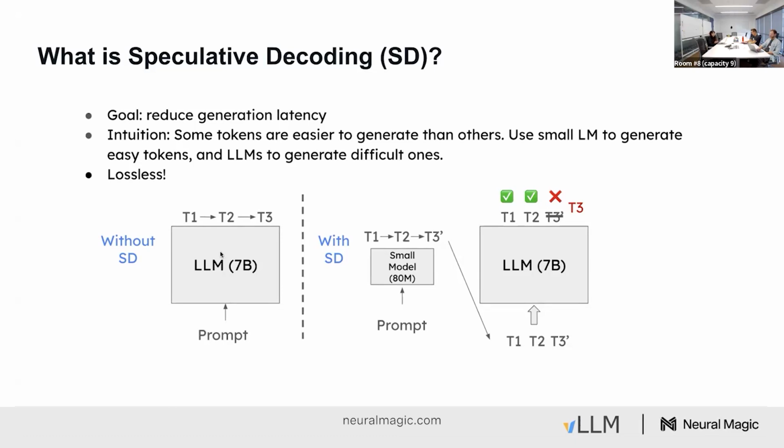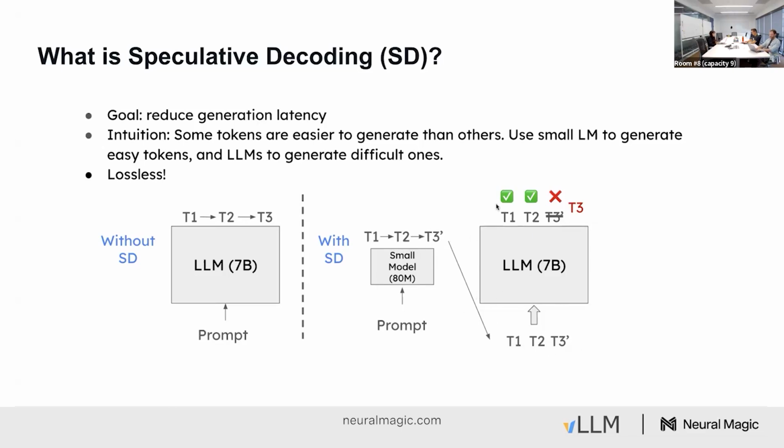Let me give you a concrete example. On the left-hand side is normal generation. Given a prompt, you generate T1, T2, T3 auto-regressively. You generate T1 first, then T2, then T3. You generate tokens one by one. With speculative decoding on the right, you use a small model to propose candidate tokens auto-regressively. Here you generate T1, T2, T3 prime. So you say, the answer might be T1, T2, and T3 prime.